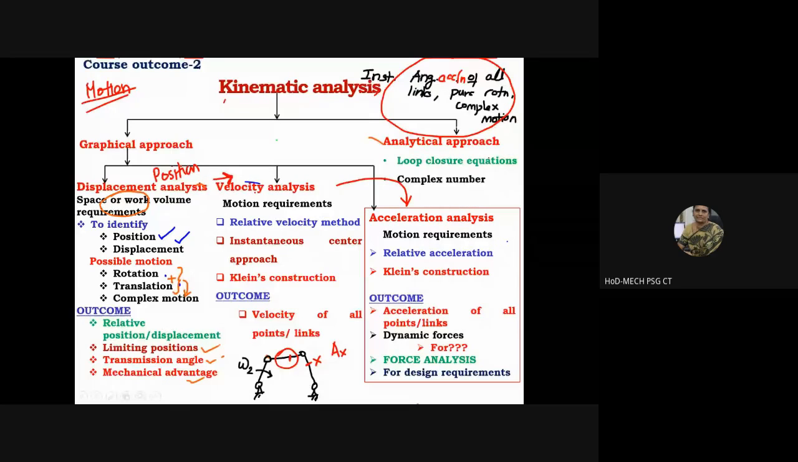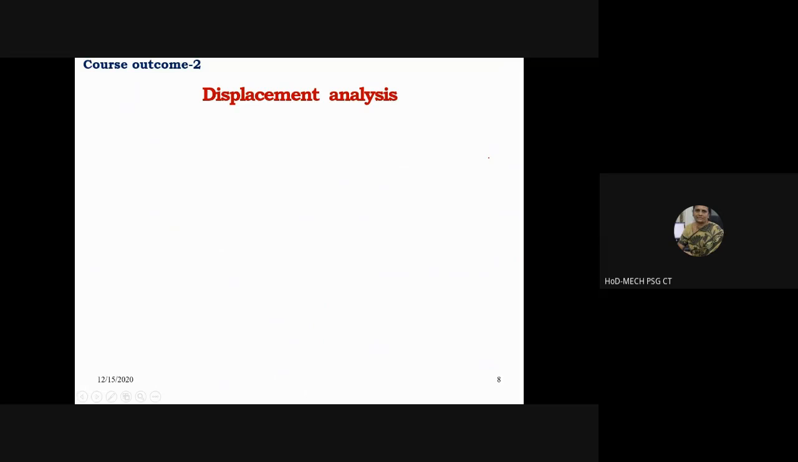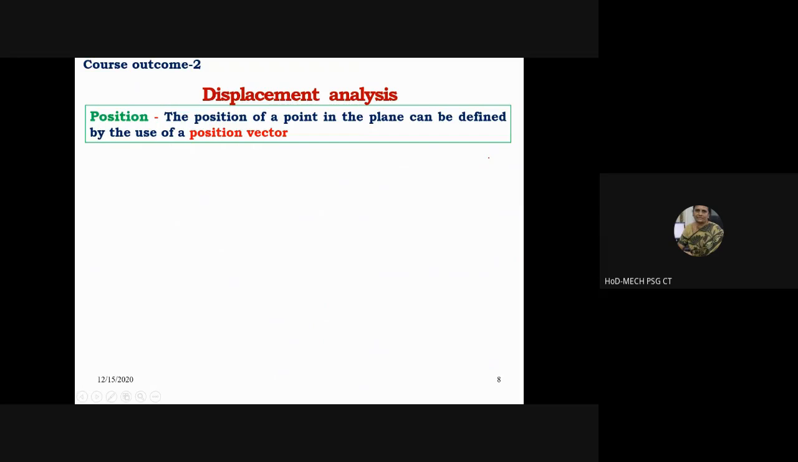So with that in mind, let us see what position means, velocity means, and so on, and how to go about the analysis. Before displacement analysis, we need to know what we mean by position. So let us initially consider a point. We know what we mean by the position of a point.